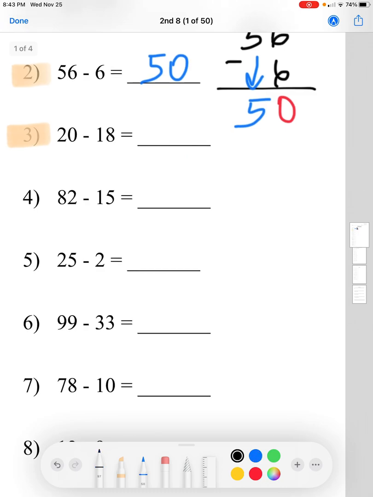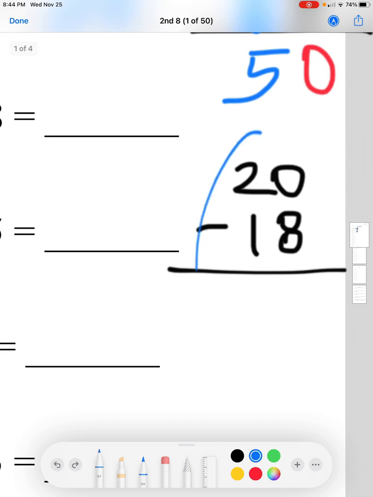Let's go over number 3, 20 minus 18. Again, you should always rewrite the question like this so it's easier to see the place value and the digits. So we'll be starting with the ones place again, 0 minus 8. And since we can't do 0 minus 8, we're going to be taking a 10 from the tens place, which is right here. So we'll be taking a 10 and then moving it to the ones place. So now we have 10 minus 8 instead of 0 minus 8. So 10 minus 8 equals 2.